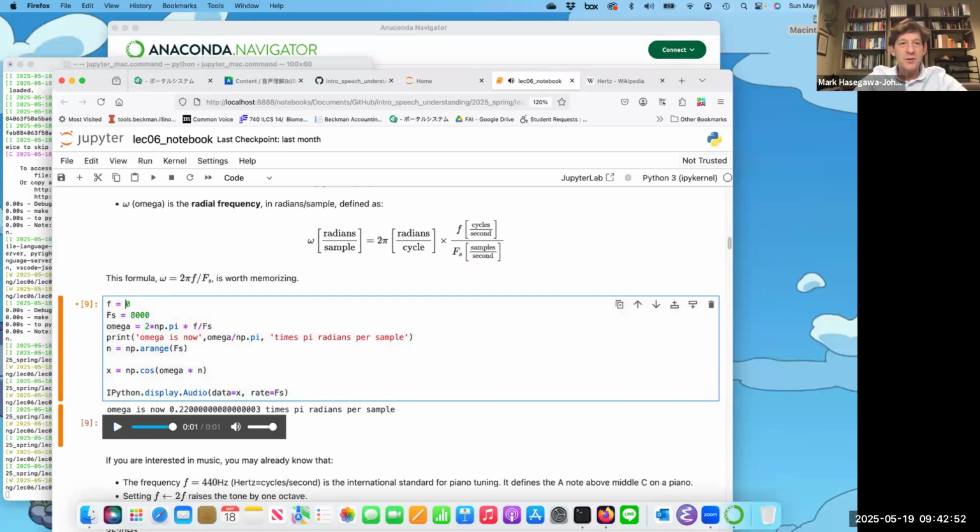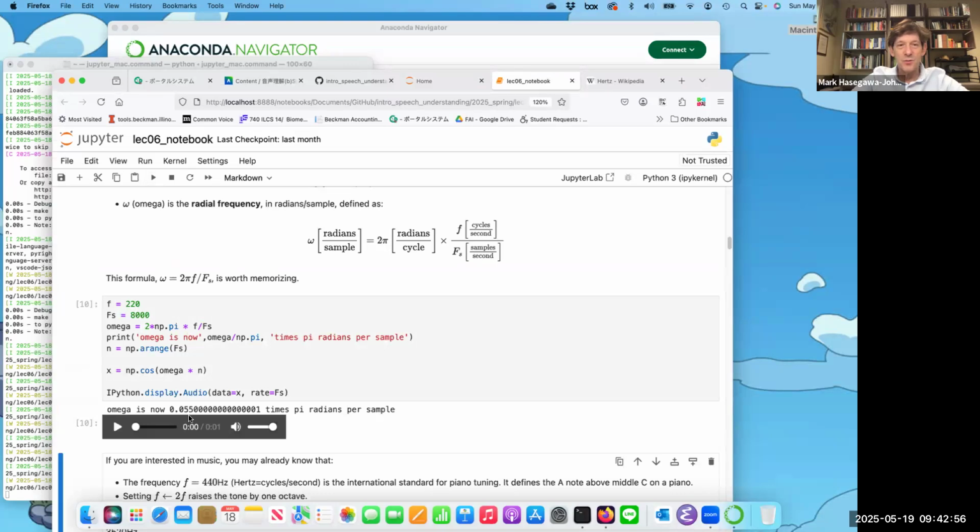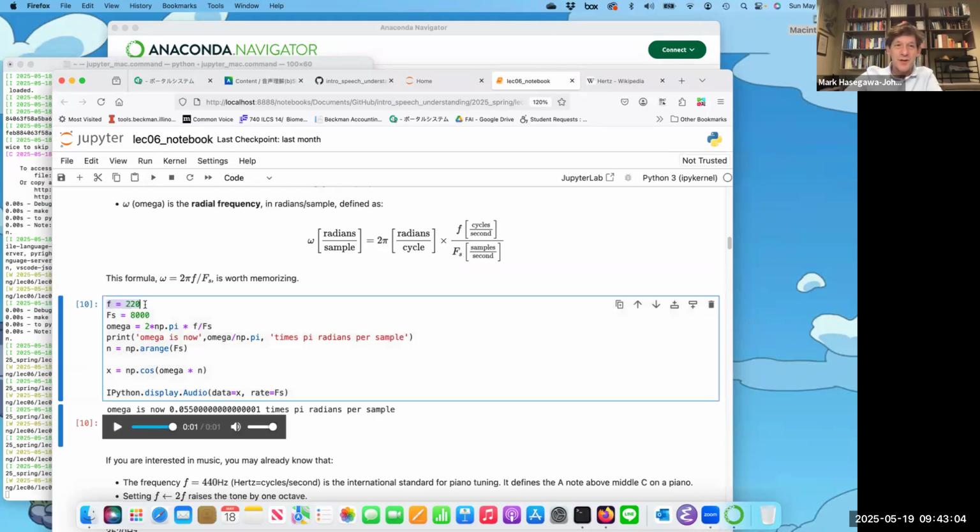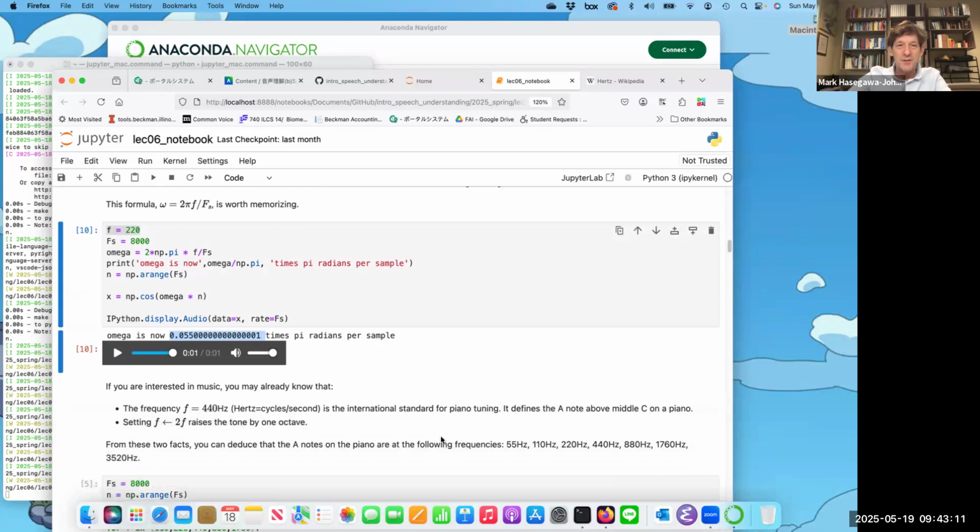Or we can drop down to a much lower A note. 220 hertz is now 0.055 pi radians per sample. Sounds like this. Right, so we can get different frequencies f measured in hertz, and that gives us different values of omega measured in the number of times pi, the number of pi per sample, the number of radians per sample.